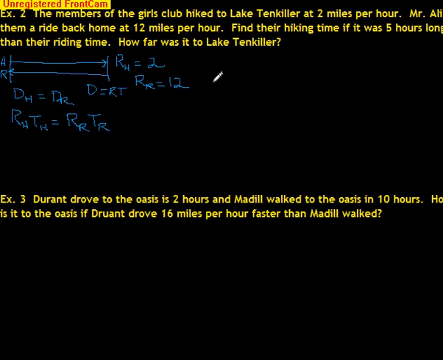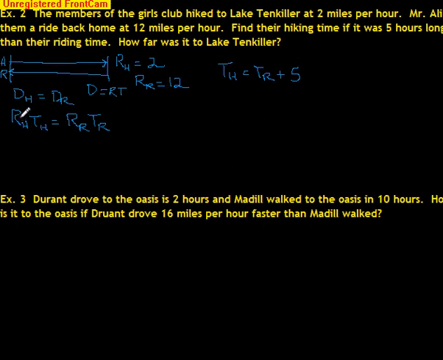Now we have to set up our time. It said, let's see, Mr. Alley gave them, find their hiking time if it was 5 hours longer than their riding time. So the time hiking equals the time riding plus 5. The hiking time was longer, so we have to add 5 onto the riding time. So here we go. We have 1 equation, 2 equation, 3 equation, 4 equation. 1 variable, 2 variable, 3 variable, 4. So that makes sense, with 4 equations and 4 unknowns. Now we just do a bunch of substitution. We should come out with the right answer.